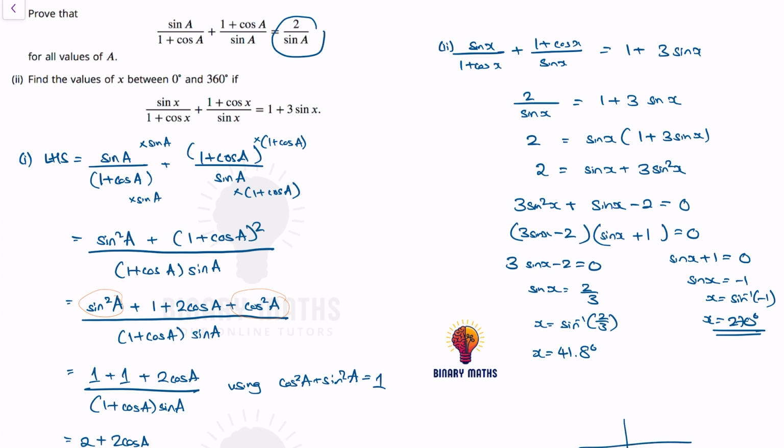If I think of the sine graph, 41.8 is somewhere here. I've got that one. If I want to find this other one, I have to do 180 take away 41.8, because this is 180. 180 take away 41.8 is 138.2 degrees. There are two solutions for that one. So those are all the solutions.